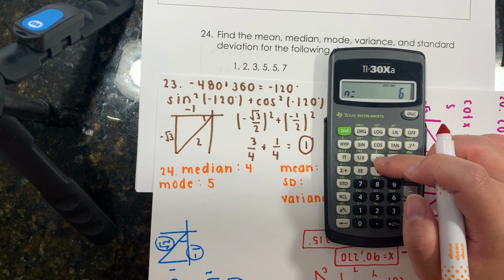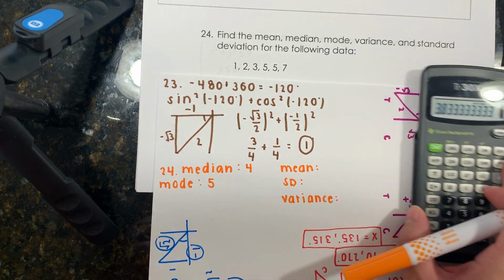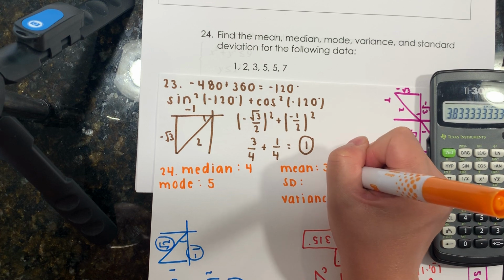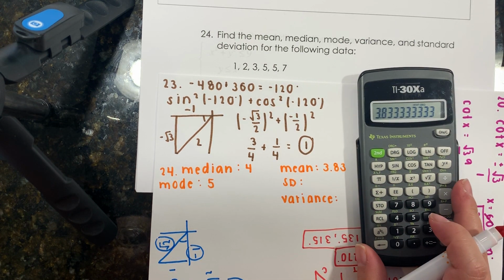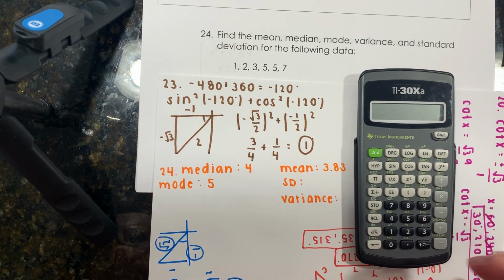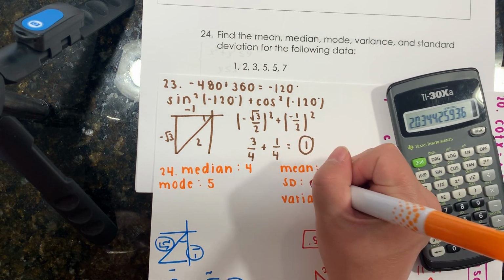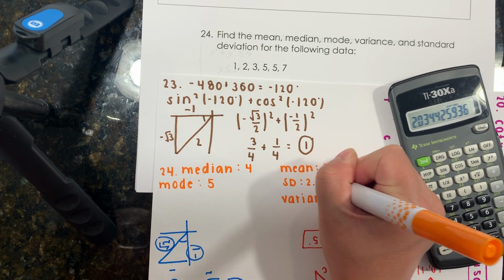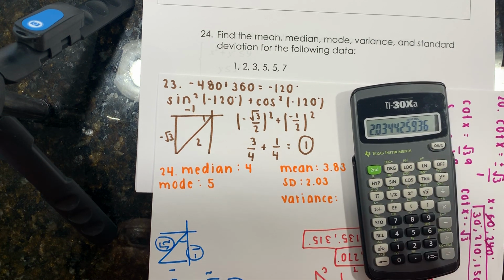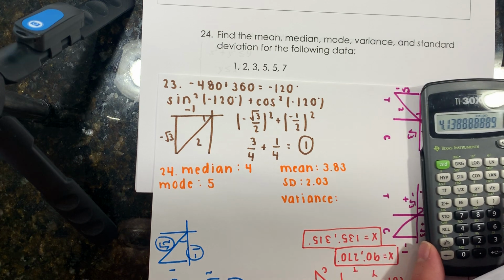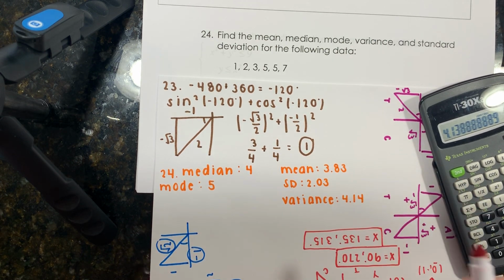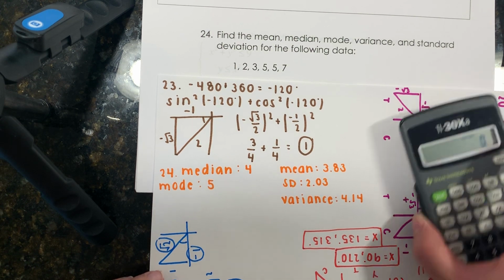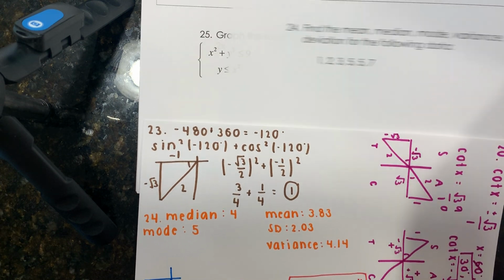Now to find the mean, you're going to do second x squared. That tells me that my mean is 3.83. For my standard deviation, I'm going to do second divide. Tells me that my standard deviation is going to be 2.03. My variance, I'm just going to square that, and so I get 4.14 as my variance. And that would conclude number 24.